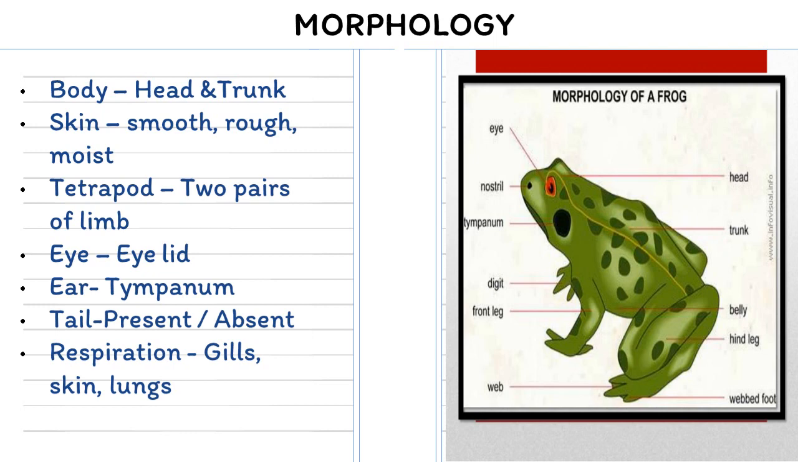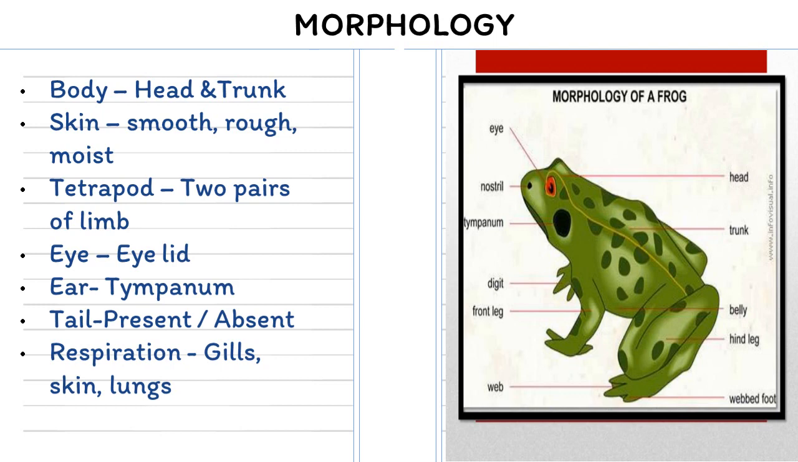And we can see some morphological features of this frog. That is very simple. You may have learned it in the lower classes also. The body we can divide into two regions, the head region as well as the trunk region. There is no separate neck. So the head is directly connected with the trunk region, right? Some of the amphibians may have very smooth skin, some may have rough skin, some may have moist skin, some may have pigmented skin, right? Various forms of skin are there.